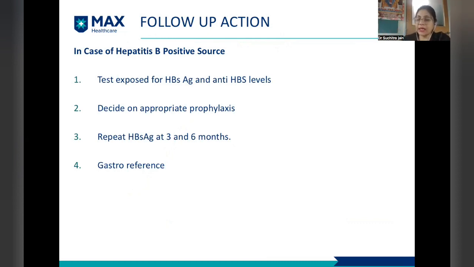Repeat HBs positivity or the titers, are they increasing? If the booster dose is given, then their titers will increase. If immunoglobulins are given, nothing will happen to the titers. So immunoglobulins will give immediate protection against hepatitis B injury, and hepatitis B vaccination will give you lifelong immunity. That is what we are trying to do here. I hope it's clear. Any questions?